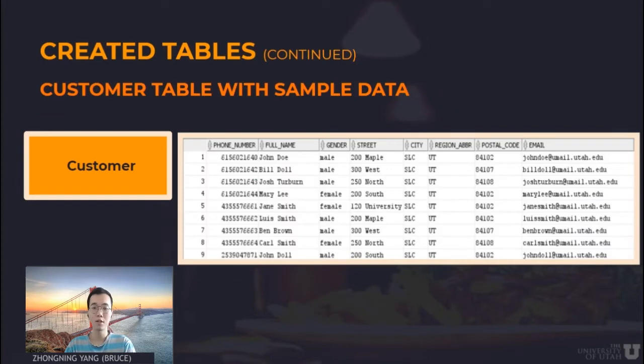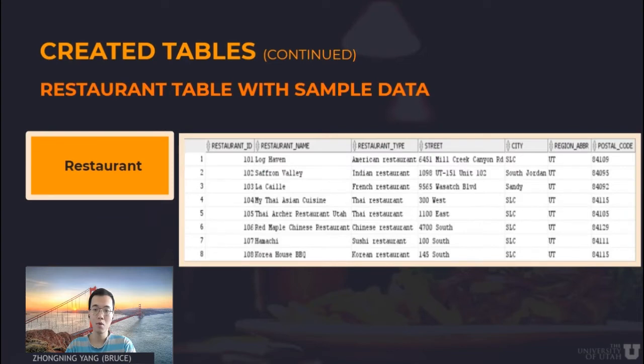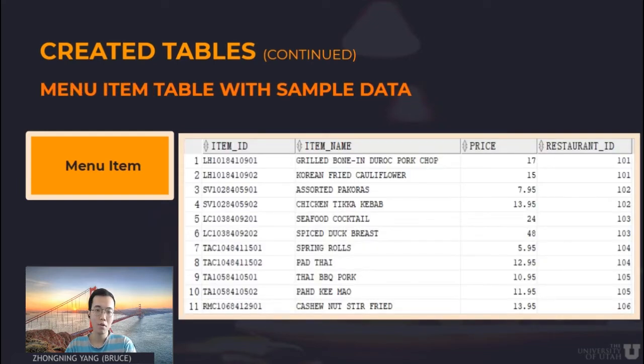Now let's move on to some sample data we made. As you can see, we just show a small part of the customer table. Actually, there are 15 rows we made. The next table we are showing here is the restaurant table with 8 rows we made. You probably know one of the restaurants from the table because we found it on Google Maps, and they are in Utah. Another example is menu item.